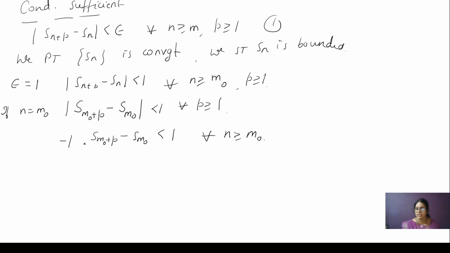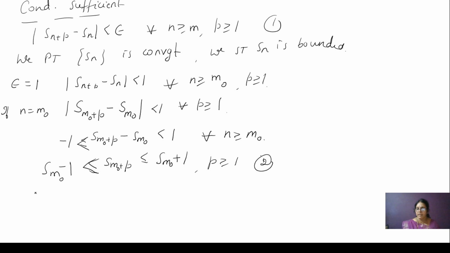So now I will keep S_{m naught plus p} in the middle. It is less than or equal to S_{m naught} plus 1 and greater than or equal to S_{m naught}. This is strictly less than 1, so we can consider only less than here. Adding S_{m naught} and then plus minus 1, S_{m naught plus p} lies between S_{m naught} minus 1 and S_{m naught} plus 1. This is true for p greater than or equal to 1.